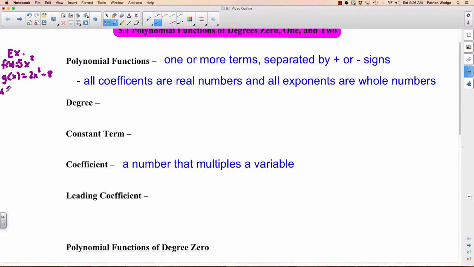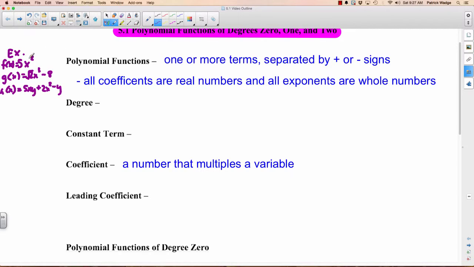Let's do a trinomial. h of x equals 5xy plus 2x squared minus y or something. You've got three terms, and they're separated by plus or minus signs. All the coefficients, remember coefficients are the numbers up front, like the 5, the 2, the 5, the 2 here, are real numbers. So they could be negative, fractions, decimals, and they can even be irrational. You could have the square root of 2 up front, that's fine. And all the exponents are whole numbers.